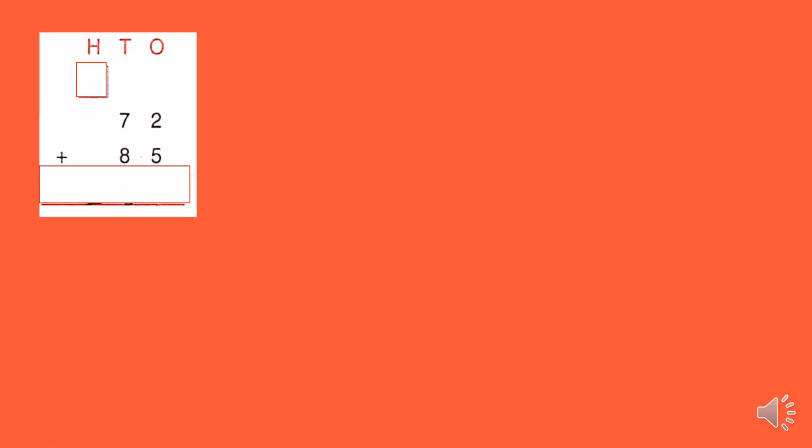Children, another example we'll do now here. See, we should add 72 plus 85. Okay, so we should add the ones column digits first. Which number is bigger? 5. 5 is in your mind, 2 is in your hand. 5, after it 6, 7. Next we should add the tens column digits. Yes or no? So 7, 8. Which number is bigger? 8. So keep 8 in your mind, 7 in your hand. 8, after it 9, 10, 11, 12, 13, 14, 15. So 7 plus 8 is equal to 15.